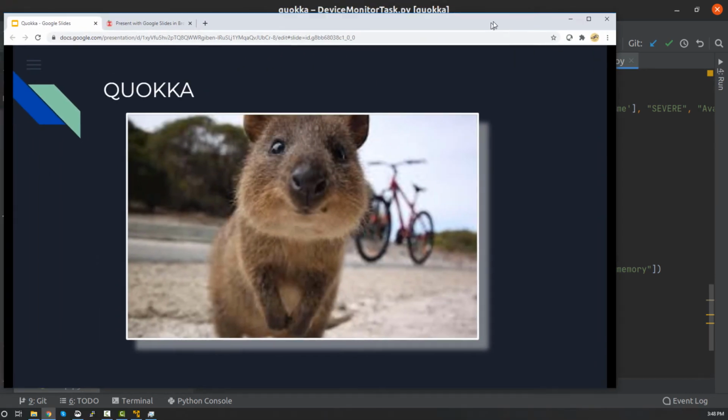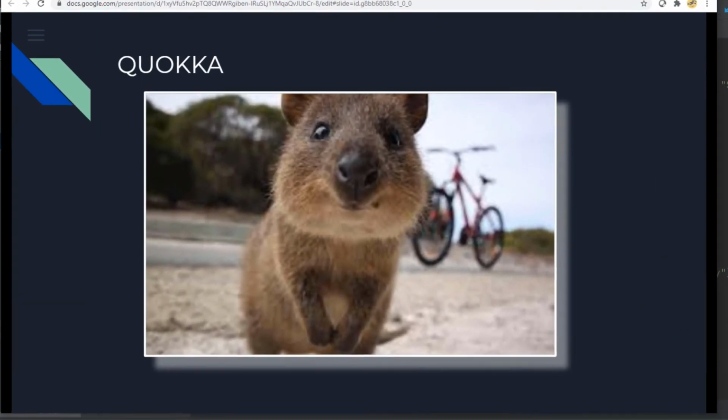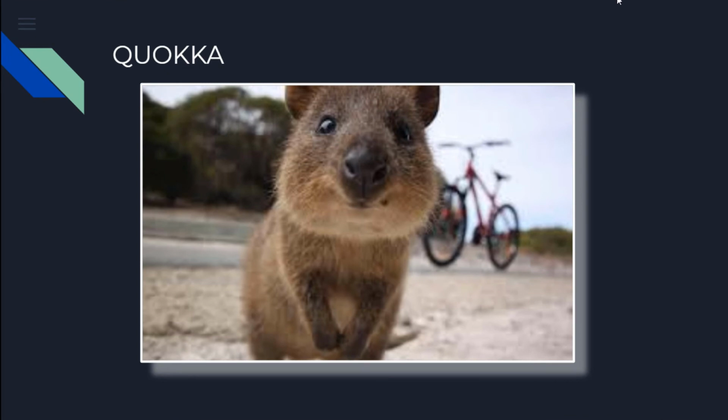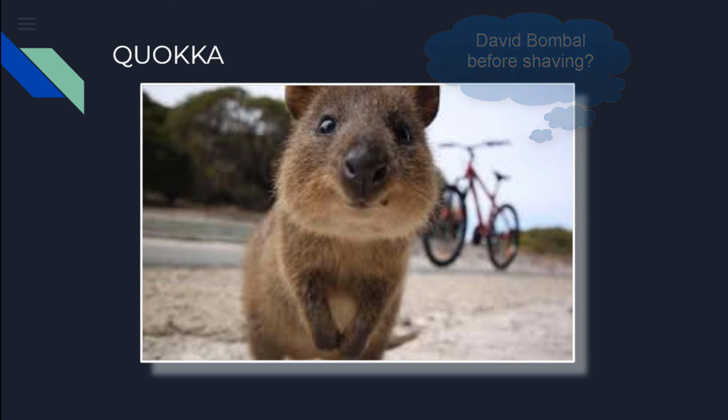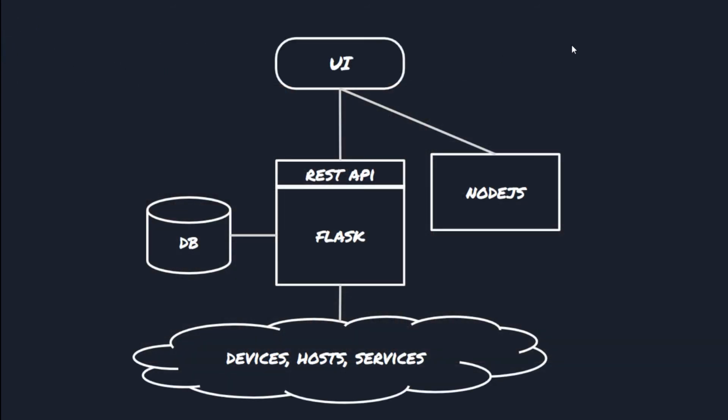Before we go into that, in case you were wondering what a Quokka was, this is what a Quokka looks like. This is either a Quokka or it is David Bombal before he's had his cup of coffee in the morning and a shave. I'm not sure which it is. Quokkas can be found, I think, on Rottnest Island off of the western coast of Australia. They're very cute. You can look them up, but that's not what we're talking about. What we're talking about is this project.